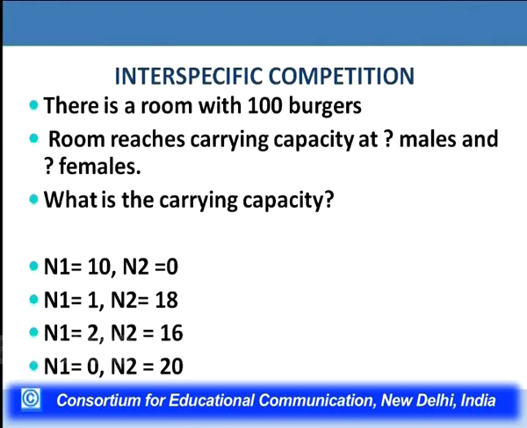So this particular room can either support 10 males and no females, or 1 male and 18 females, or 2 males and 16 females, and so on, till we reach the other end of the spectrum where this environment can support 20 females and no males. So there is a wide spectrum which includes individuals of both males as well as females. When we talk of a specific carrying capacity, there is a limited carrying capacity, and this carrying capacity can support different assemblages of populations of species. That means different numbers of individuals of two species can be supported by this particular room.